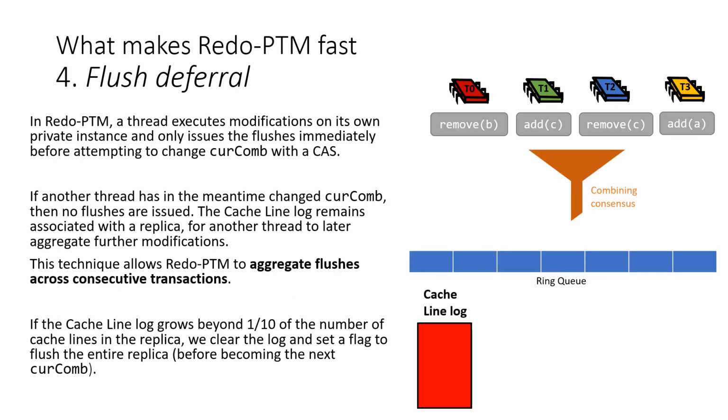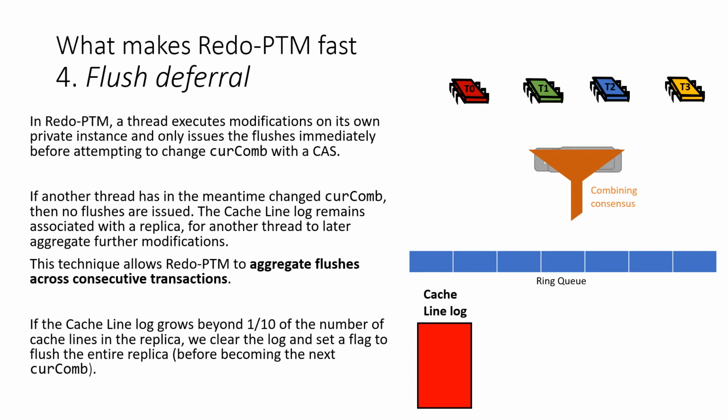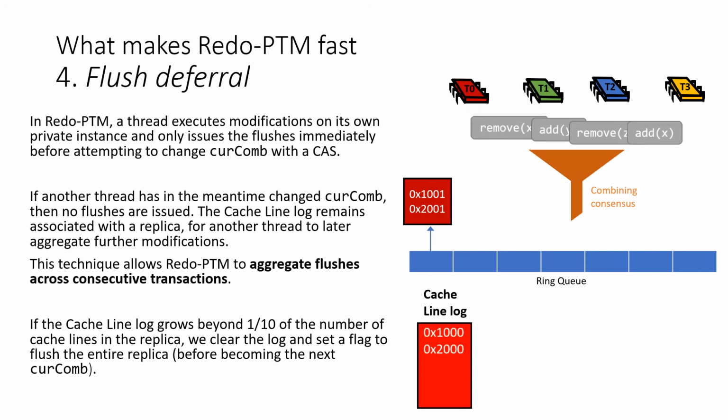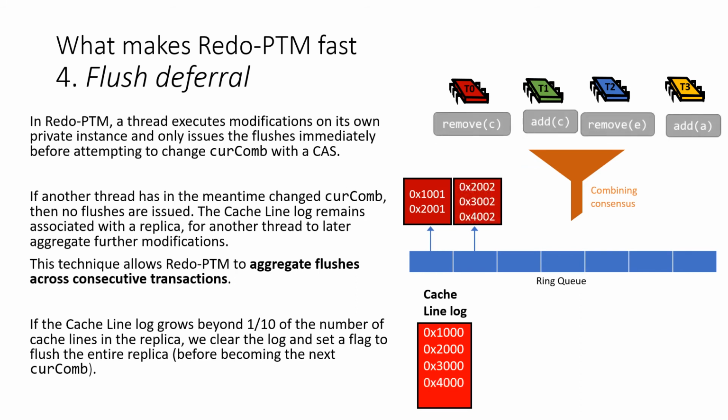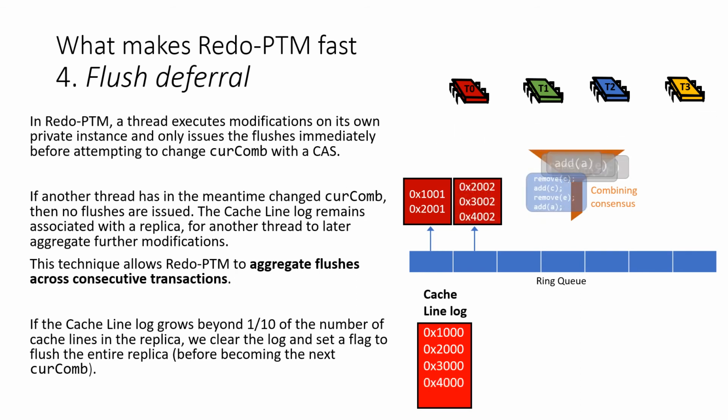We call this flush. As mentioned before, in Redo-PTM, we aggregate a group of concurrent transactions into a single redo log. However, we don't flush those modifications until we need to change the CURCOM pointer. The technique shown on the previous slide allowed us to aggregate flushes from transactions in the same group. This technique allows us to aggregate flushes from multiple groups of transactions.